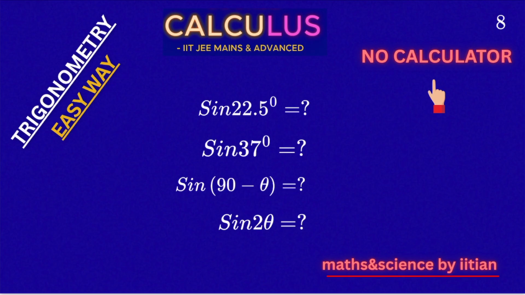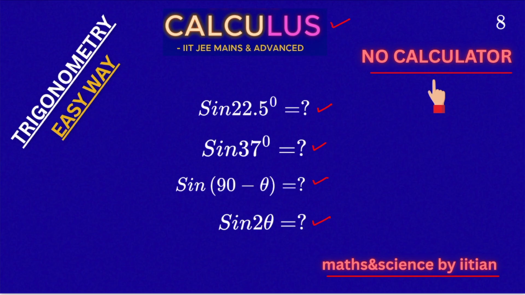In this lecture, I will be continuing with trigonometry and I will be explaining how to find trigonometric identity values in an easy way, without by-hearting the tables. I will take typical values such as sine 22.5 degrees without a calculator. How to find them? Because in JEE Mains, a calculator is not allowed. And how to find sine 37, how to find sine 90 minus theta, what is its value, and how to find sine 2 theta.